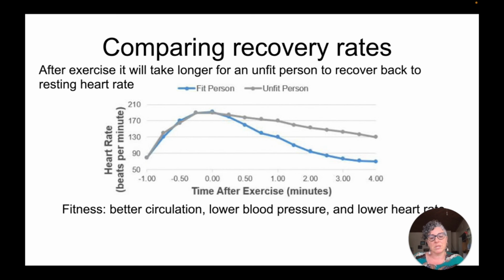So all of those things, the blood circulating through their body, the force of the blood on the artery walls, and their beats per minute, all combined together make them a more fit person, and therefore their heart rate will return back to normal much quicker.